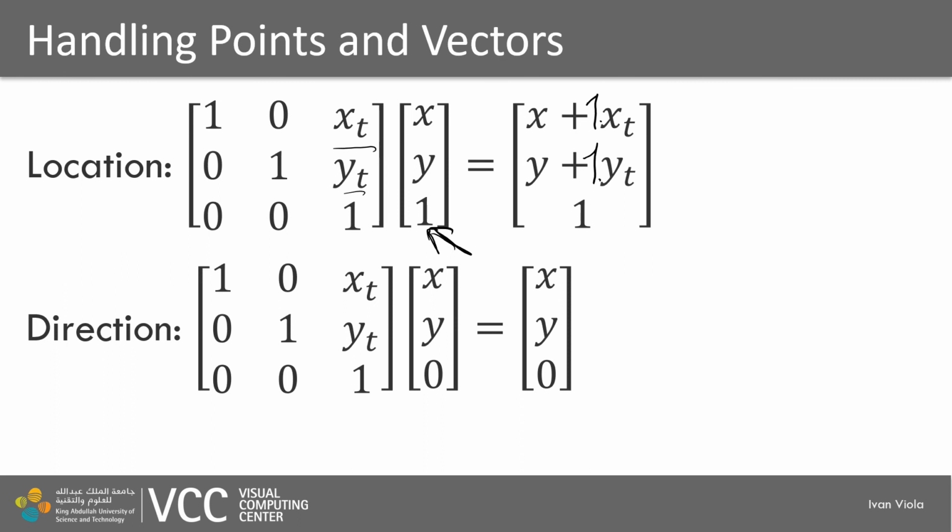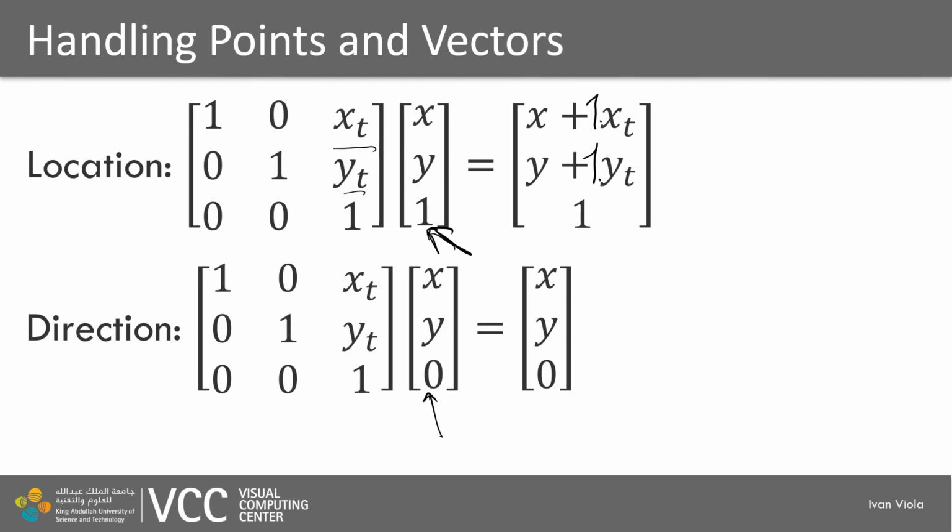So this will work fine. However, if we have locations, this is fine. But if we have directions, we do not really want to translate the direction. So how can we ignore the translation for directions, for a normal vector, for example? Well, the trick is we just put 0 here, and by that we will multiply the translational factors with 0, and all will be fine.